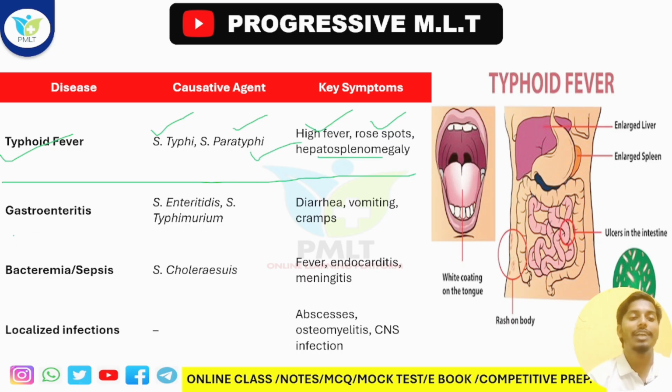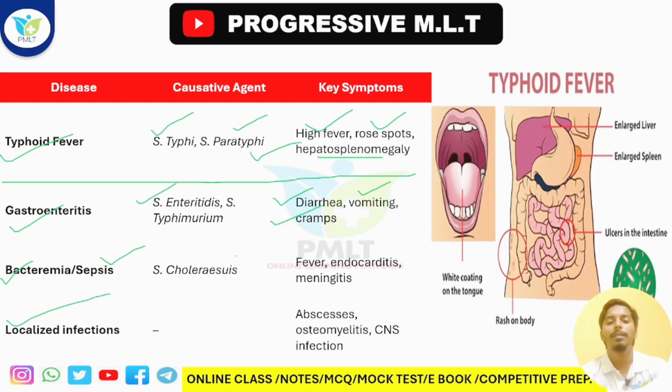Okay, after that, gastroenteritis is also caused by Salmonella. Other species like Salmonella enteritidis and Salmonella typhimurium cause diarrhea, vomiting and cramps. Okay, and bacteremia might occur. Bacteremia means the bacteria are present throughout the body, and sepsis is when the bacteria grow throughout the whole body. Okay, that might occur, as well as localized infection. That's all about the disease conditions.